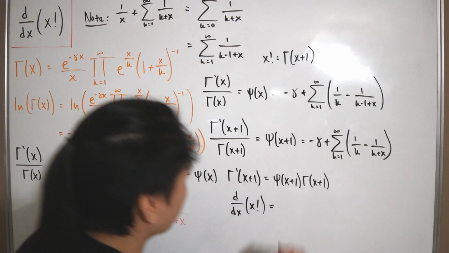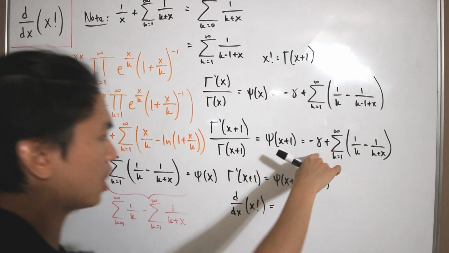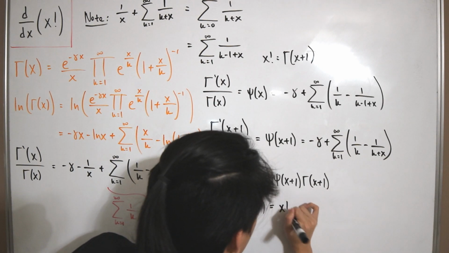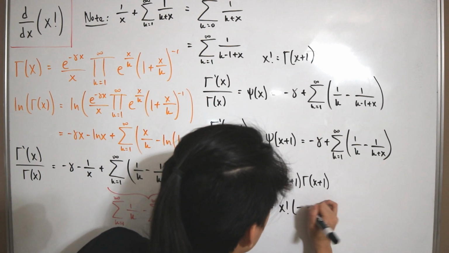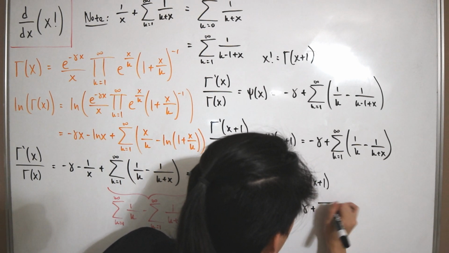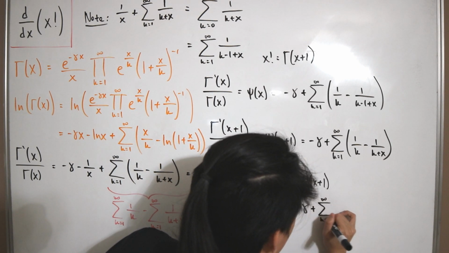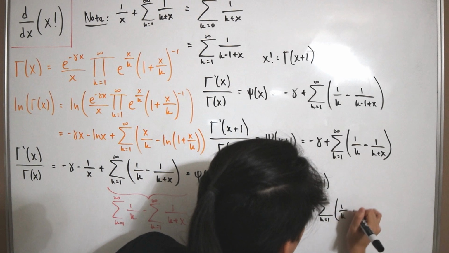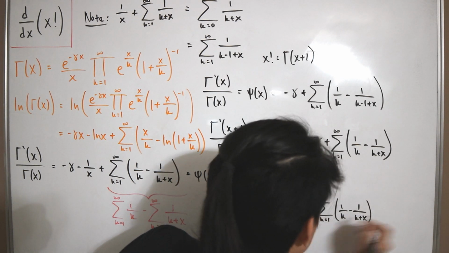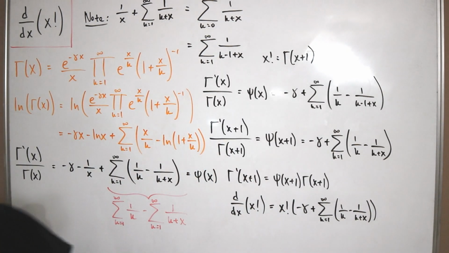Again, you do not have to take my word for this. Just replace gamma of x plus 1 multiplied by this entire thing with x factorial. And therefore that achieves that this is equal to x factorial multiplied with negative lowercase gamma, and then multiplied with our infinite sum of 1 divided by k minus 1 divided by k plus x. And just like that, that completes the derivation.